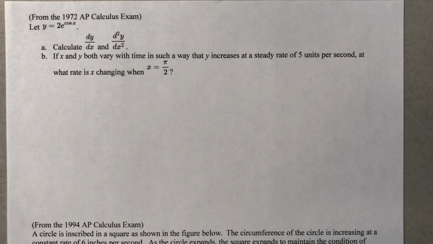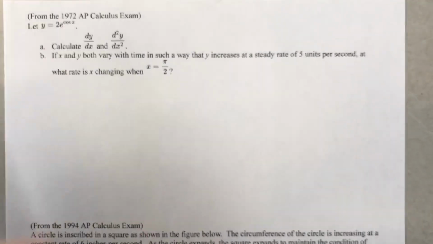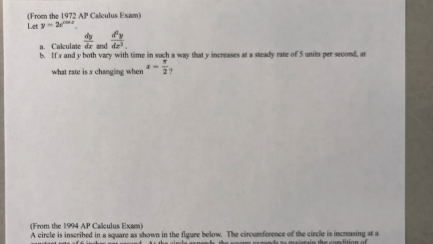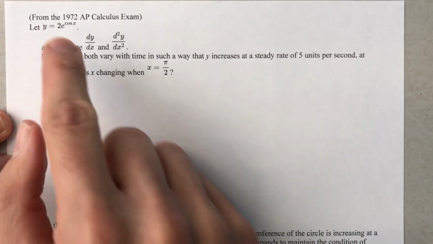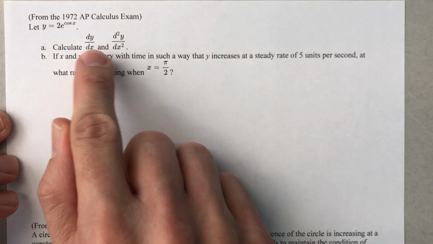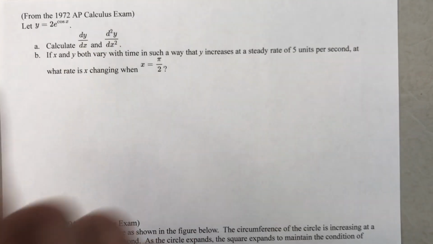Okay, this is from the 1972 AP Calculus exam, which is safe to assume that they did not have this technology, so we will not be using a graphing calculator, and we're actually not even going to need it. Trust me, it's going to work out very well. Let's go. They gave us y equals 2e to the cosine x, and they said calculate dy over dx and d squared y over dx squared. So calculate the first derivative, calculate the second derivative.